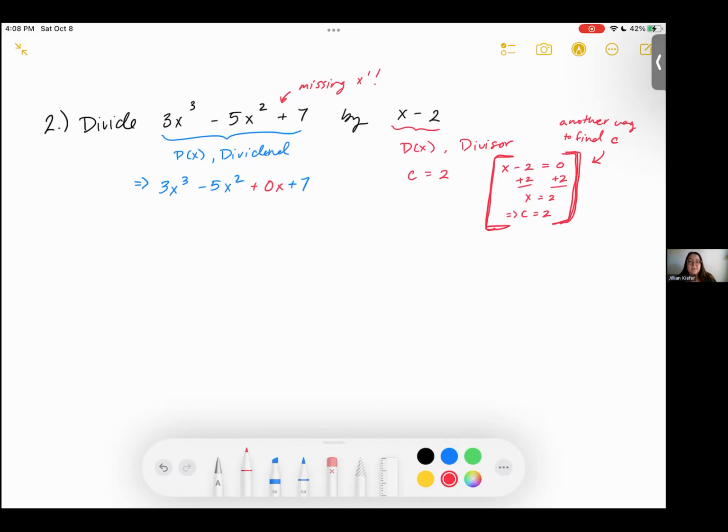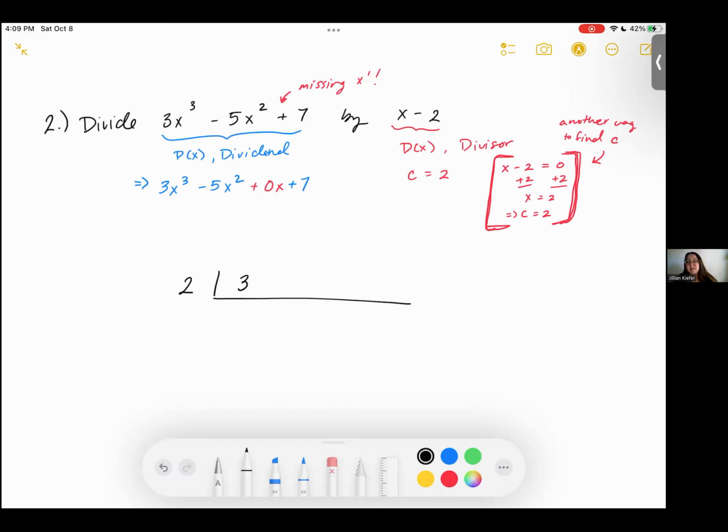All right, so we know what C is. We filled in our missing term. So let's go ahead and set our problem up. So we're going to write our value of C, which is 2. And then we draw our upside down house. We're going to write in the coefficients of our dividend. So we have x to the power of 3. The coefficient is 3. So we're going to write 3 first.